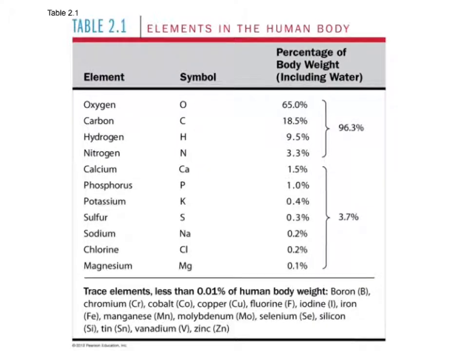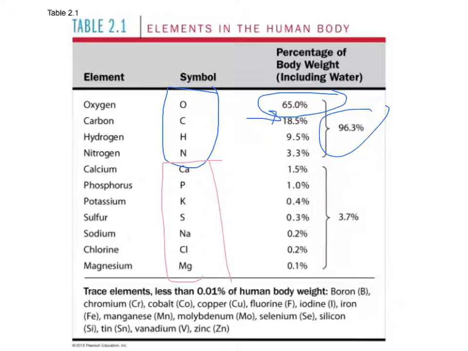In this picture, you can see the elements in the human body, and I always find this a little interesting because you can see the percentage of body weight. We've got a lot of oxygen, and then carbon's the next highest, and then hydrogen. So these four elements really make up most of the human body. And then we can almost call these our trace elements, the remainder elements that only take up 3.7% of the human body.